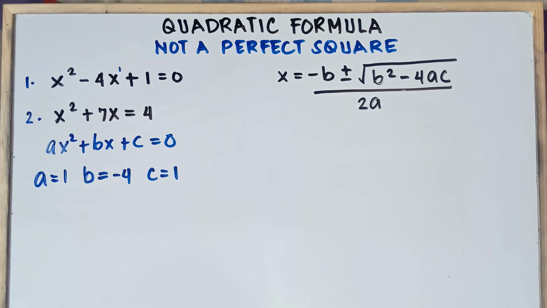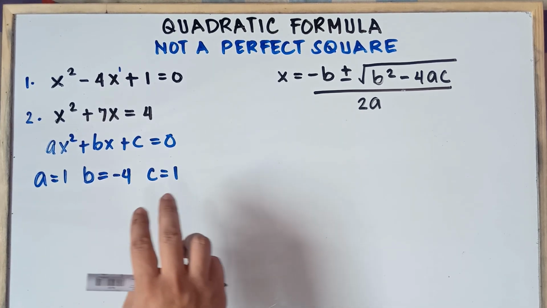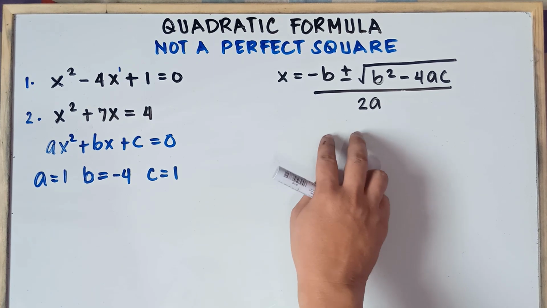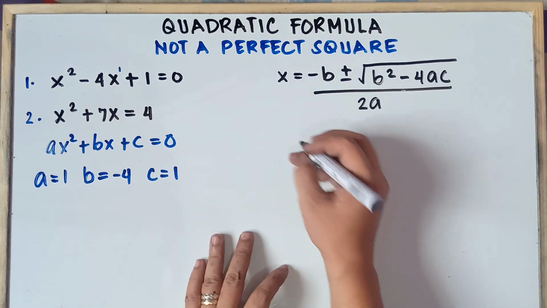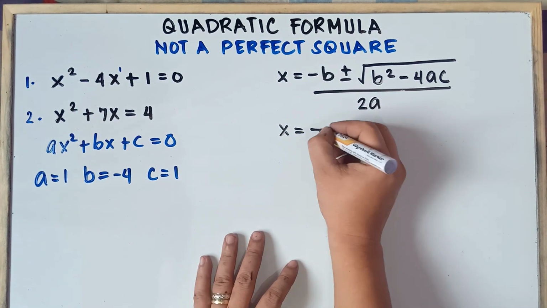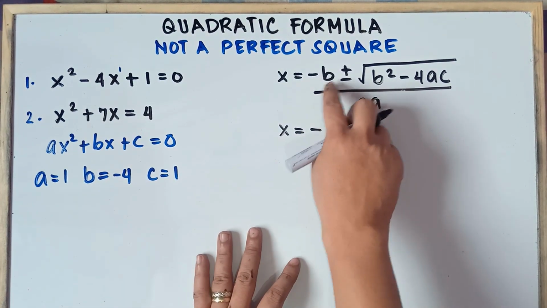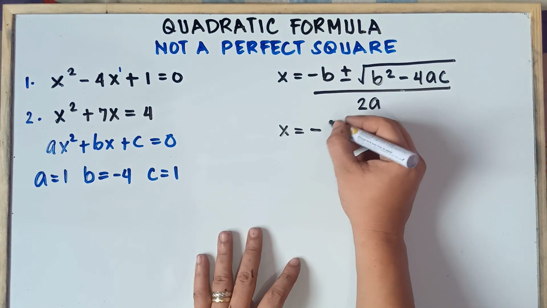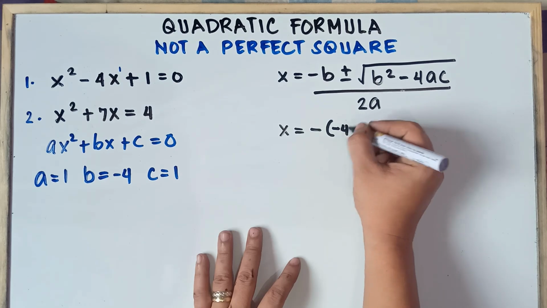So once you get the values of a, b, and c, simply plug these values into the quadratic formula. Copy x equals, copy the negative sign, then the value of b, which is negative 4. So you put parentheses, then you copy negative 4.